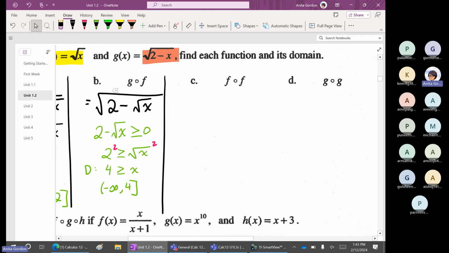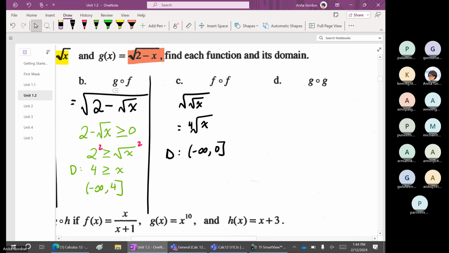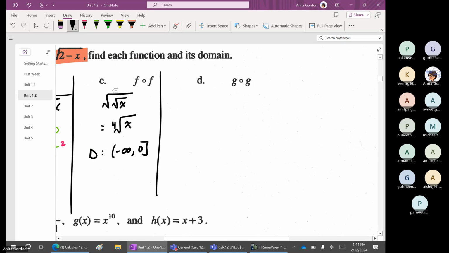Okay, f of f, the square root of the square root of x. So this is the 4th root of x. Greater than or equal to 0. So from infinity to 0 inclusive. Okay, g of g. This one's going to be a little bit ugly. Square root 2 minus square root 2 minus x.